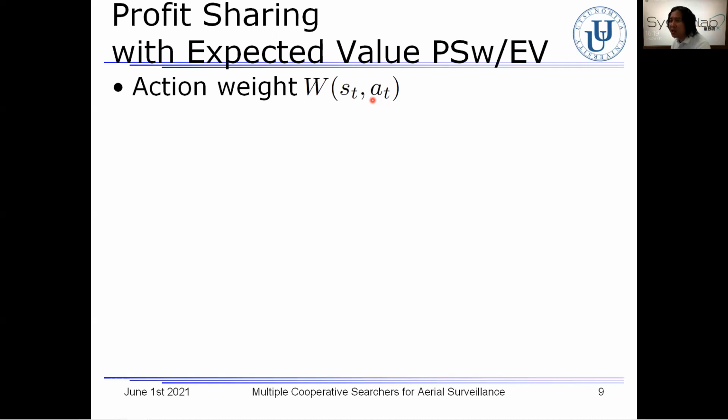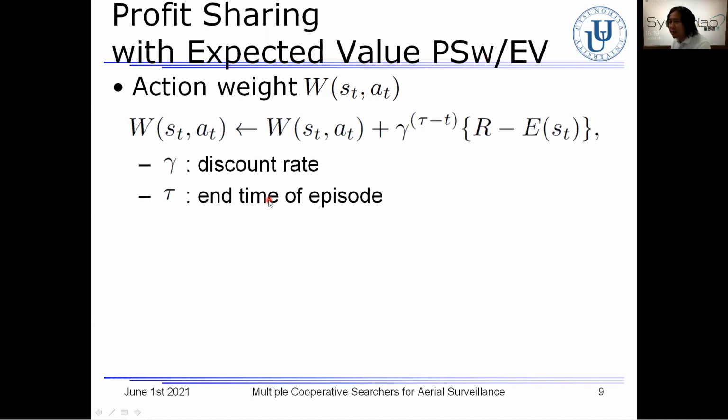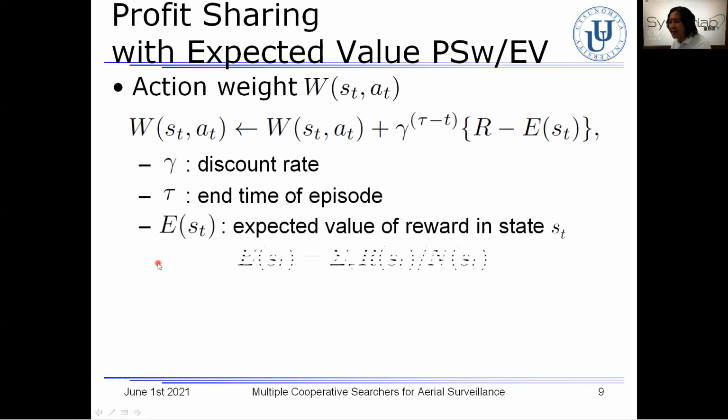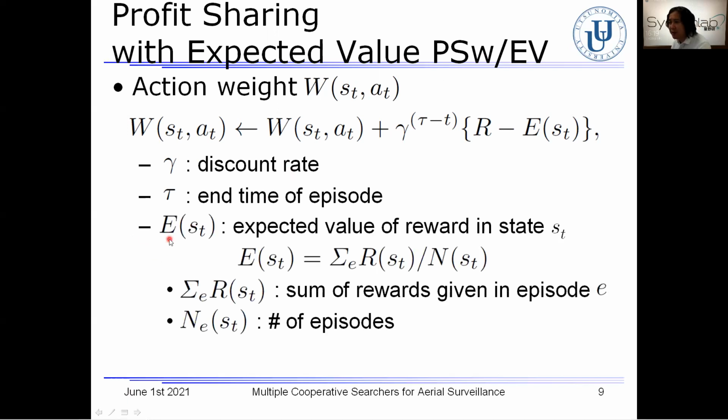The action weight in each state is calculated in reverse. After each episode, action weights corresponding to a series of actions are calculated. For this purpose, we present profit sharing with expected value, abbreviated as PS with EV. In addition to the given reward, the action weight is calculated in consideration of the expected value of the reward in each state. After that, the action weight is updated as follows, where EST is the expected value of the reward in state ST, calculated as follows.